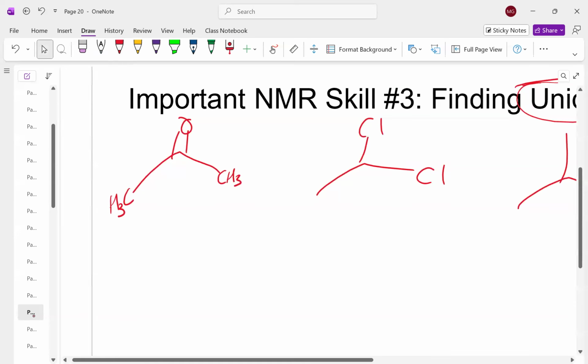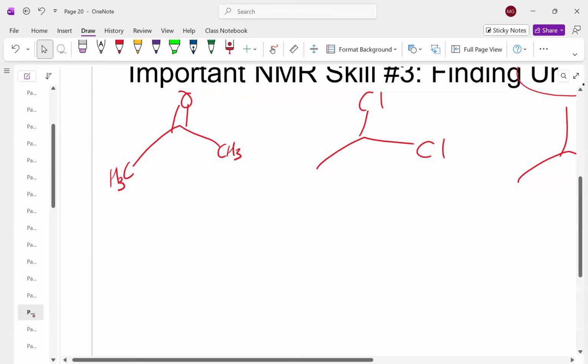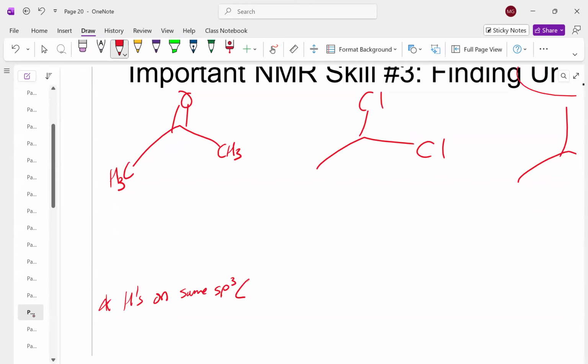Now, I want to give you a rule. It's not really a hard, works-every-time rule, but it's something that you should always keep in the back of your mind: hydrogens on the same sp3 hybridized carbon are usually equivalent. Now, I want you to circle, highlight, star that word usually, because there are going to be instances where hydrogens on the same carbon are not equivalent to each other. And we'll look at some of those examples on the next page.